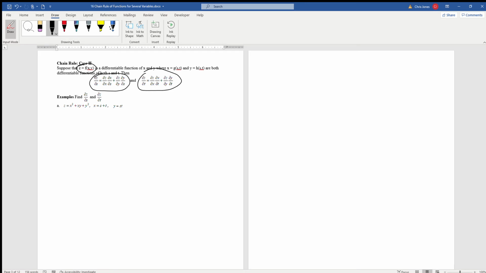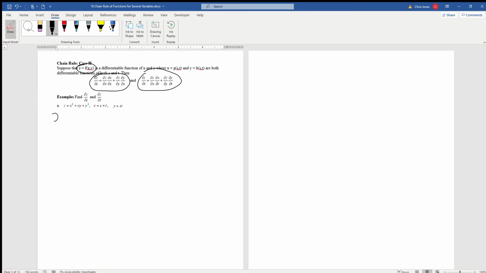Right, so let's take a look at a couple examples of this. We'll notice that it's not too difficult. It's a lot of bookkeeping, but it's not all that difficult. So we have our function z equals x squared plus xy plus y squared, and x is the multivariate parameterization s plus t, and y is equal to the multivariate parameterization s times t. So let's find four things.